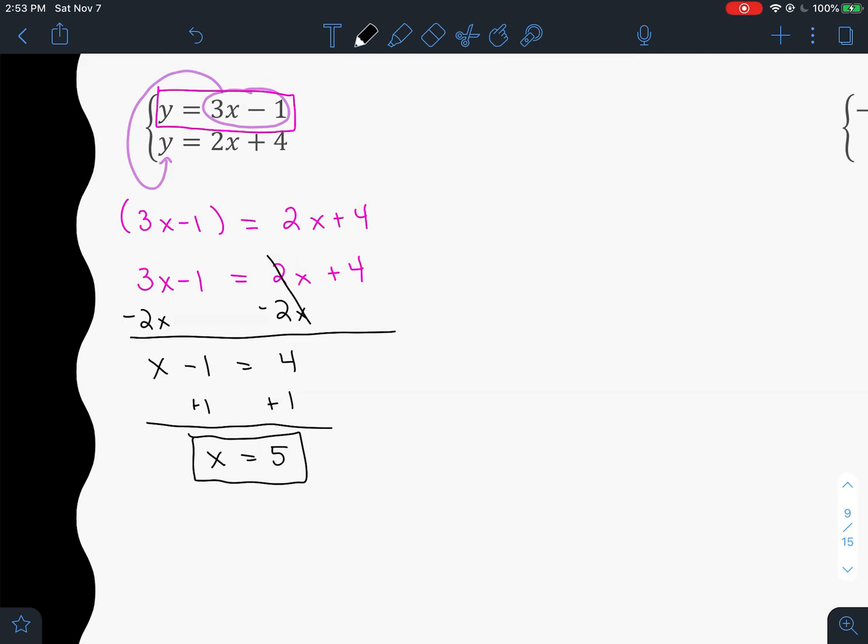But now I need to figure out what the y is. They didn't tell me at the start what the y was as a number. They just told me what y was as an expression. We know that y is equal to 3x minus 1, or you could do y equals 2x plus 4. And now we're going to have to substitute again. Now that we know that x is 5, I'm going to take that 5 and substitute it in for x to figure out what the y coordinate would be.